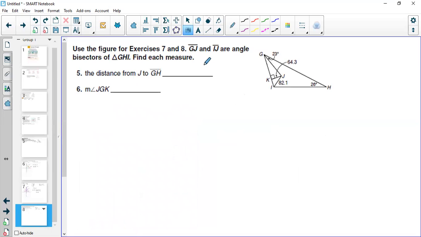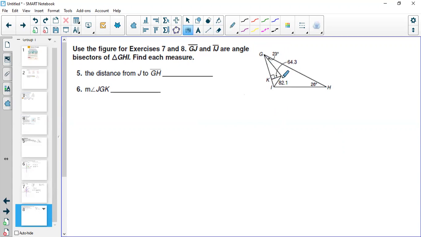So this question here, use the figure. GJ and IJ are angle bisectors of GHI. Find each measure. So they want you to find the distance from J to GH. So that means basically they want you to find the distance from here to here. So how do you think you're going to find the distance from here to here? You have to definitely read the figure properly.